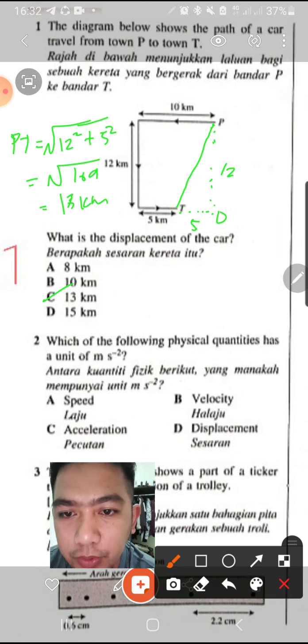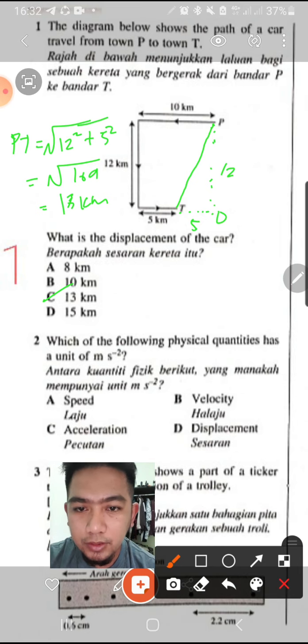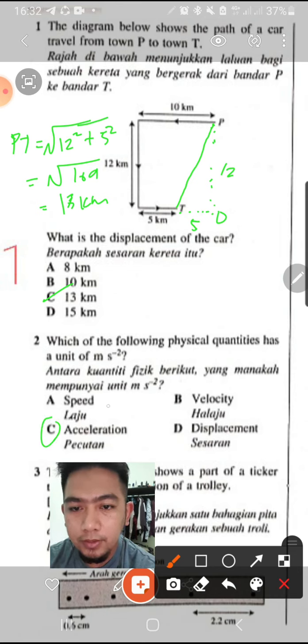So now question 2, which of the following physical quantities has a unit of meter per second square? So this is obviously dia punya answer acceleration, kan? Because kalau speed and velocity dia punya unit is meter per second, displacement is meter.